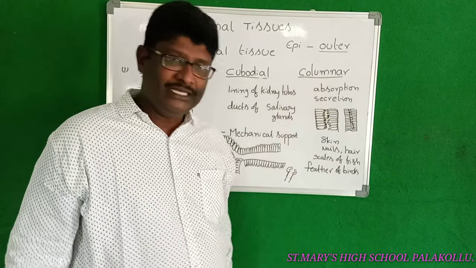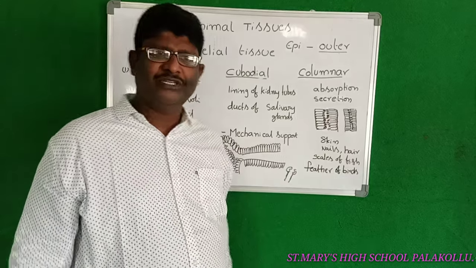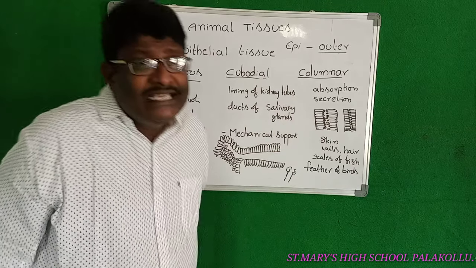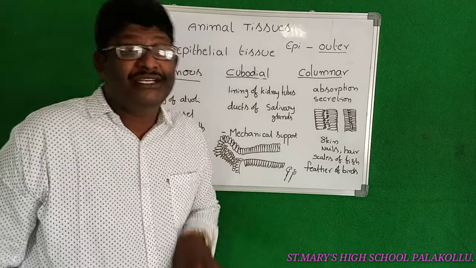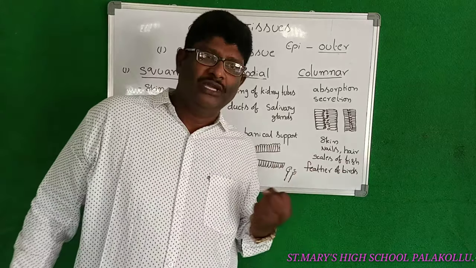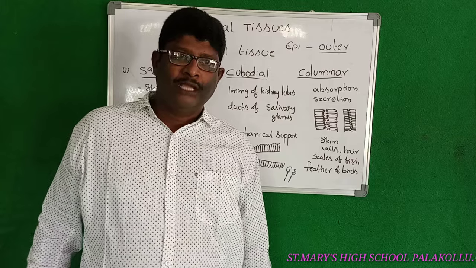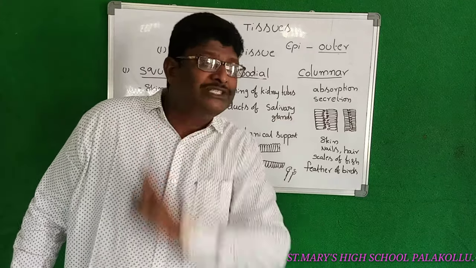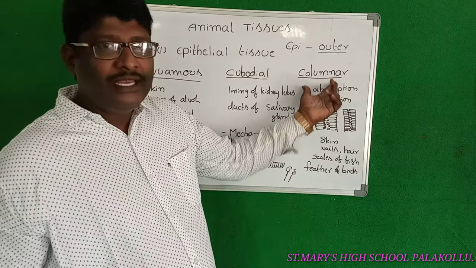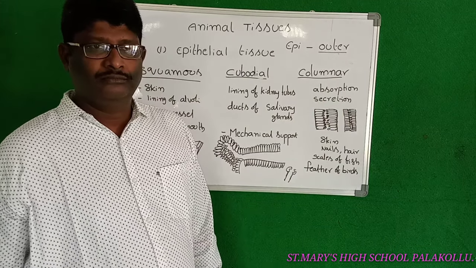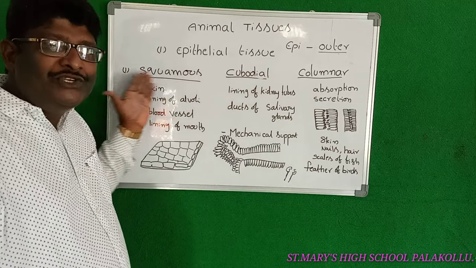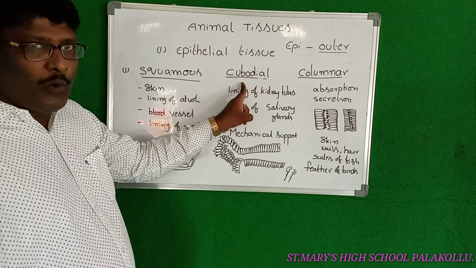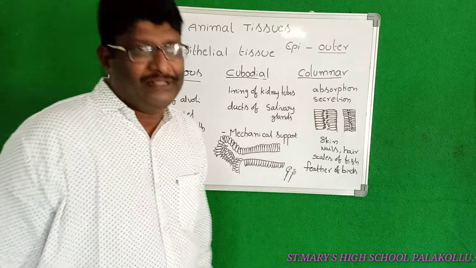Next, columnar epithelial tissue. It looks like a column shape of cells in the animal tissue. Where is it located? It is where absorption and secretion take place. Absorption means it absorbs, and secretion means it releases. Where absorption and secretion take place in the animal body, there is a tissue, and the tissue is called columnar epithelial tissue. So the epithelial tissue is divided into three types. First squamous, second cuboidal, and third columnar epithelial tissue.